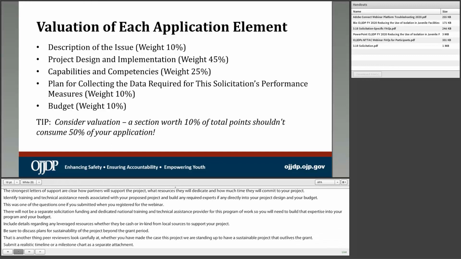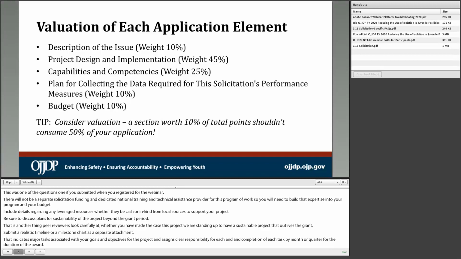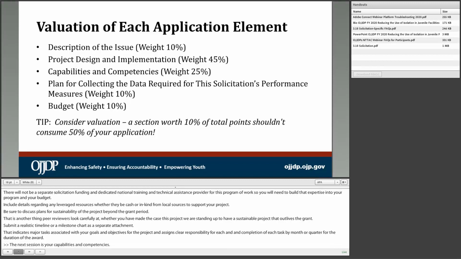Submit a realistic timeline or milestone chart as a separate attachment that indicates major tasks associated with your goals and objectives for the project and assigns clear responsibility for each, and then plots completion of each task by month or quarter for the duration of the award.